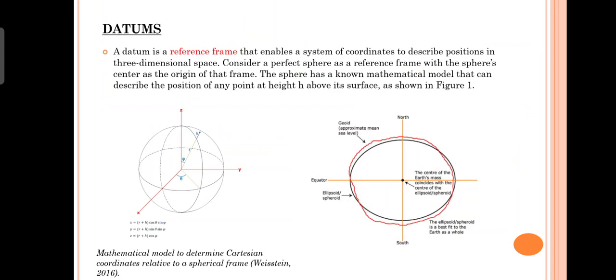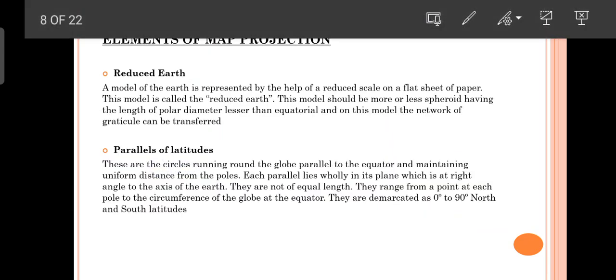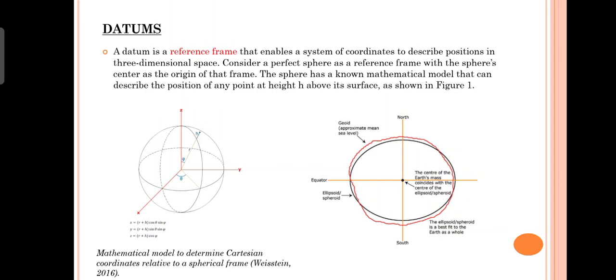Next one is datums. A datum is a reference frame that enables a system of coordinates to describe positions in three-dimensional space. Consider a perfect sphere as a reference frame, with the sphere's center as the origin of that frame. The sphere has a known mathematical model that can describe the position of any point at height h above its surface, as shown in this figure.